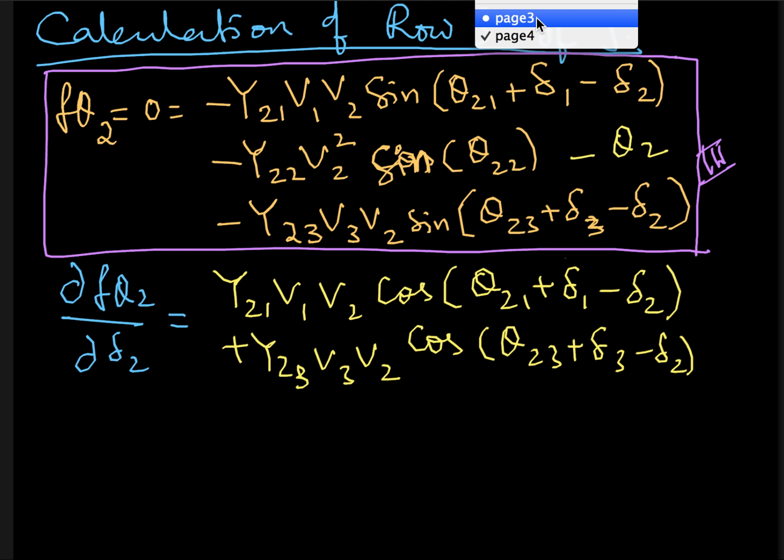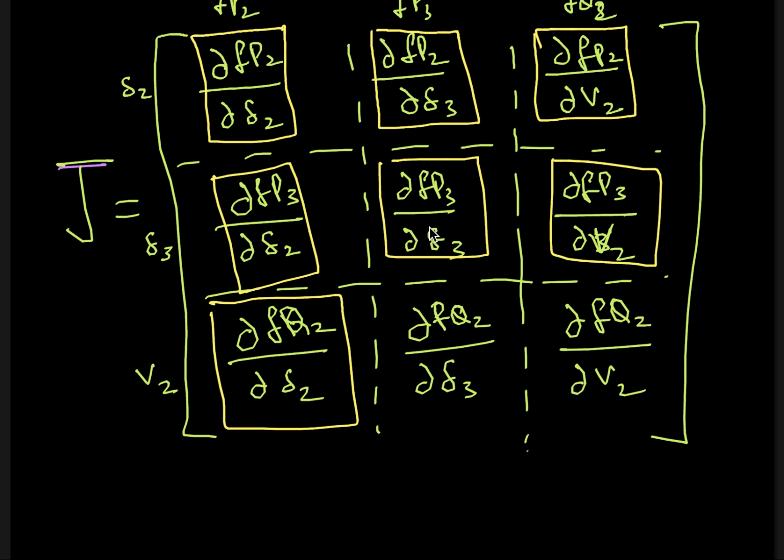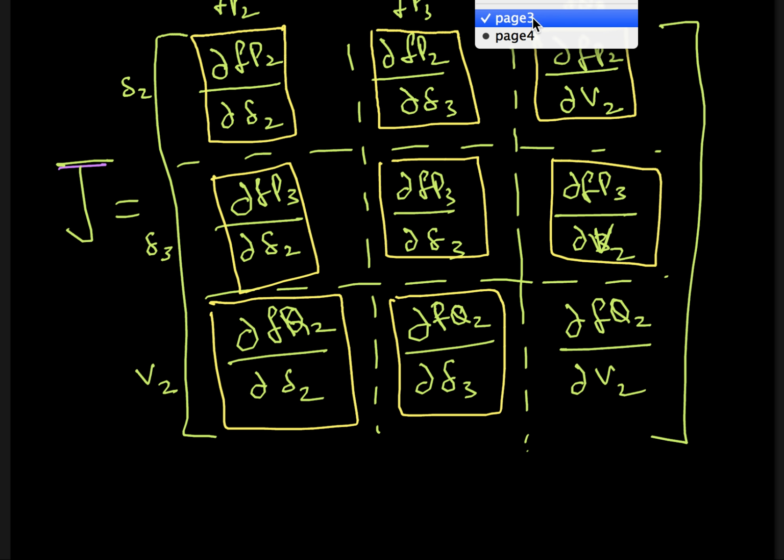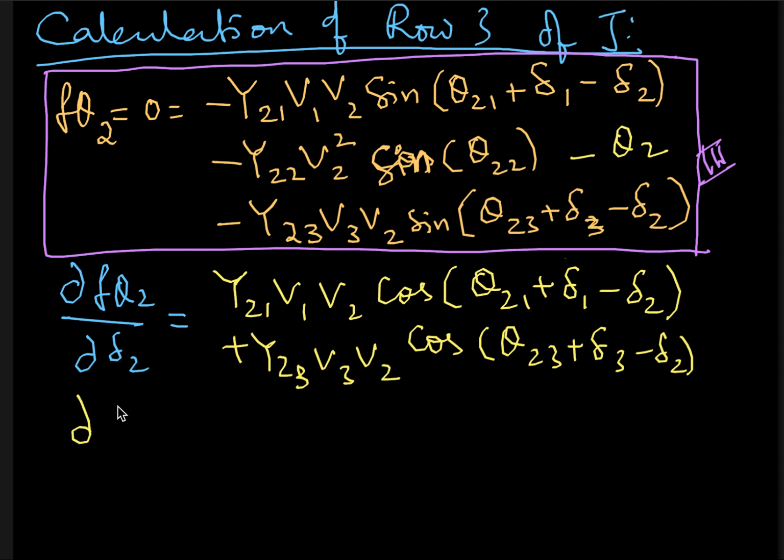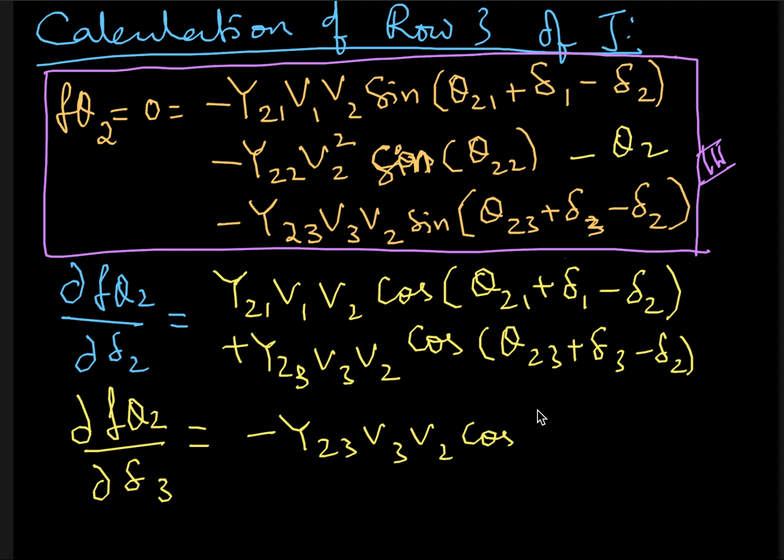Now what is the next element of the Jacobian matrix? This is the next element, differentiation of q2 with delta 3. So let's do that. Differentiation of function q2 with respect to delta 3. So where is delta 3? There is no delta 3 here, there is no delta 3 here, there is a delta 3 here. Differentiation of sine is cos, but because delta 3 is positive, I don't cancel out this minus sign, so I'll get minus y23 v3 v2 cos of theta 23 plus delta 3 minus delta 2. So this is also done.